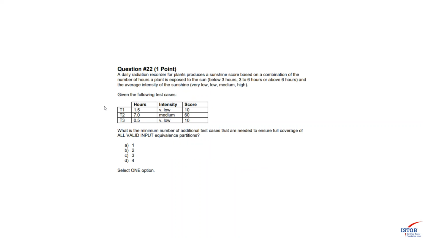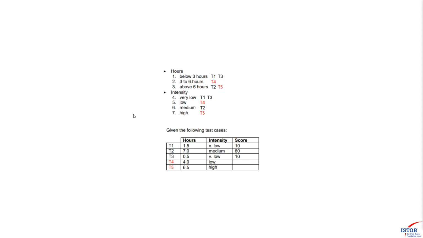We are asked to identify the minimum number of additional test cases that are needed to ensure full coverage. And we know that we have 7 equivalence partitions in total. And 4 of them are covered. Let's find out how many test cases we need to add to cover last 3 partitions. And we know that we can combine valid values in the same test. Because of that, I propose 2 additional test cases.